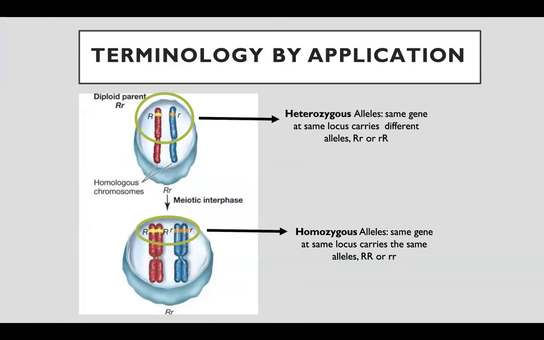You can have heterozygous alleles or homozygous alleles. So as mentioned, you have two alleles per gene. Genes code for specific traits. Heterozygous alleles is when you have the same gene at the same locus, but they carry different alleles. So heterozygous alleles would mean you have one dominant allele and one recessive allele. In a homozygous allele, same gene at the same locus. Locus is just the location on the actual chromosome of the gene itself, but they carry the same alleles. So you have either two dominant alleles or two recessive alleles. So once again, heterozygous, one of each. Homozygous, either two dominant or two recessive.